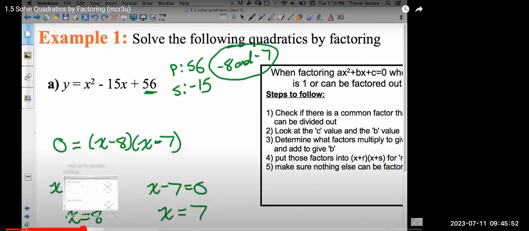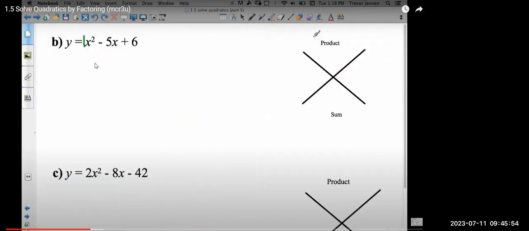Okay, so let's fast forward. Looks like it's going to go through some examples. I don't need to go through this because a lot of this stuff is just setting it to 0, then turning it into factored form, and then figuring out what the x-intercepts are. So we'll just fast forward this.